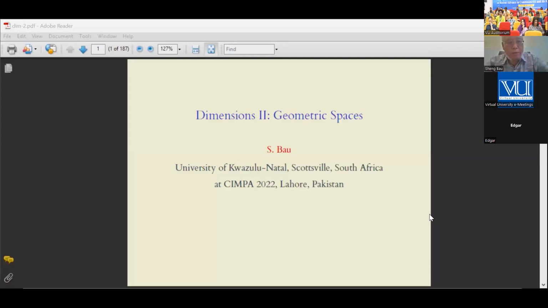Okay. So now we have done with topological spaces and considered at least 3 different definitions of dimension of a topological space. Can you all see the screen? Raise your hands, please. Yes, thank you. So the second part is for what we call geometric space.